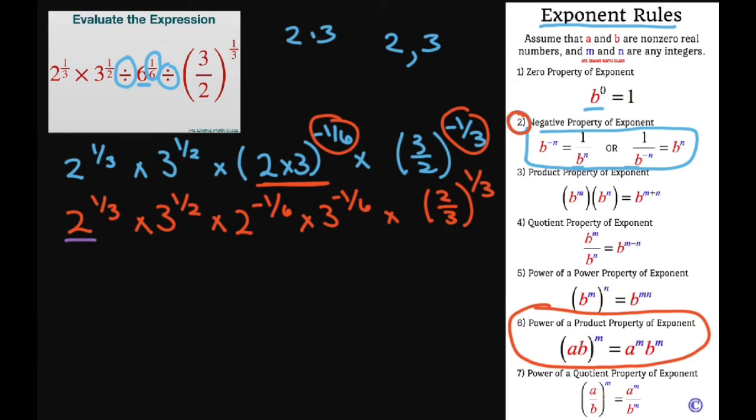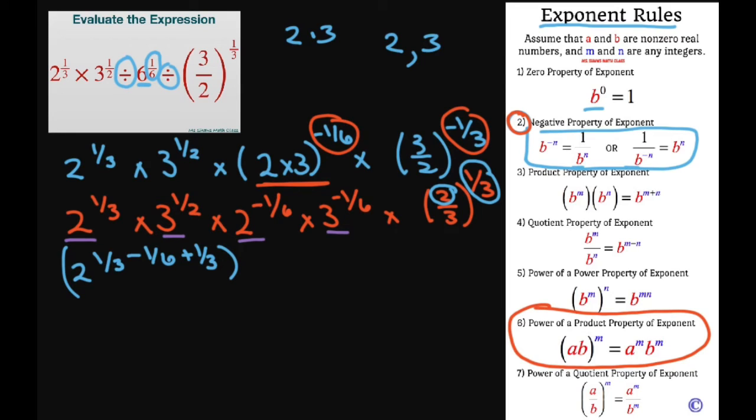Now I have everything in terms of 3's and 2's. So if I take my 2's, I'm going to get 2 to the power of 1/3. And then here's -1/6. And then I'm going to have, let's see, +1/3. All right, because this is going to be 2 to the power of 1/3. So that's your 2's part.